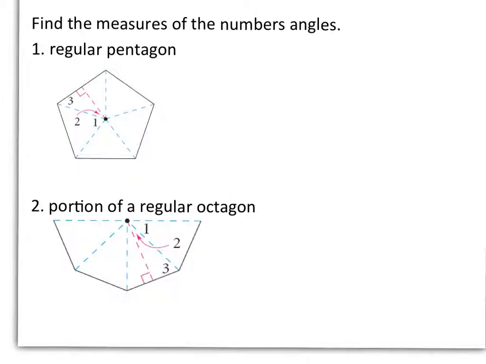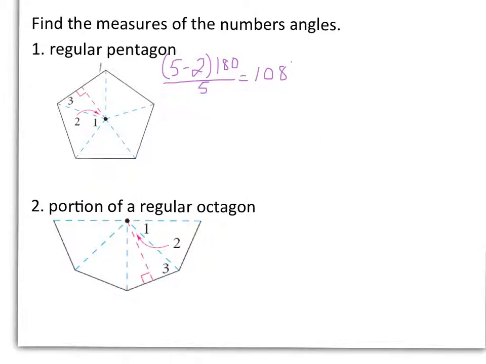In numbers 1 and 2, we want to find the measures of the numbered angles. In number 1, we have a regular pentagon. So the first thing we need to do is to find the measures of our interior angles. So remember, to find the measure of each interior angle in a regular polygon, we take number of sides, in this case 5, minus 2, times 180, and then we divide by the number of sides, which is 5 here. So each interior angle is 108 degrees.